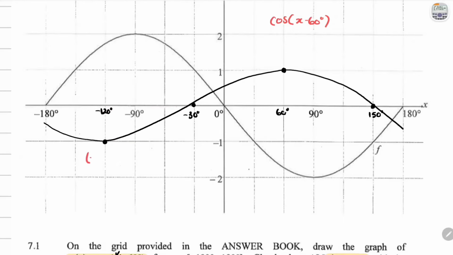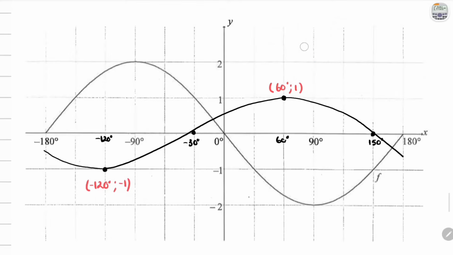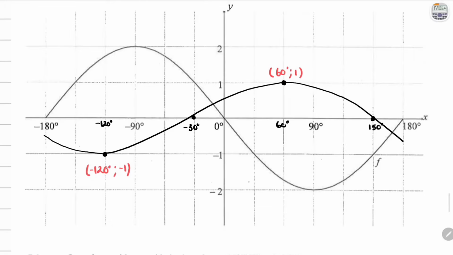We know now that that is -120 degrees and -1. Okay, this over here is -30 degrees, which we already have there. We don't have to overthink that. And then over here, this maximum, this turning point over here is going to be at 60 degrees and a y value of 1. And we have 150 there. Okay, are there any other important points that we should note down? Okay, there is one more.